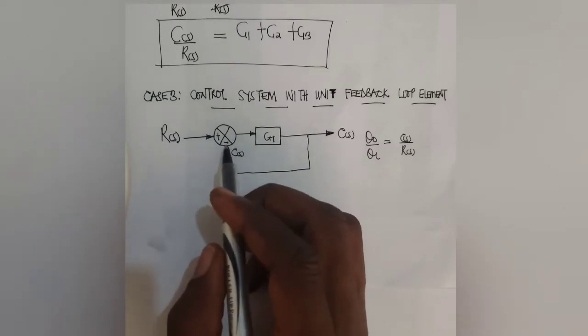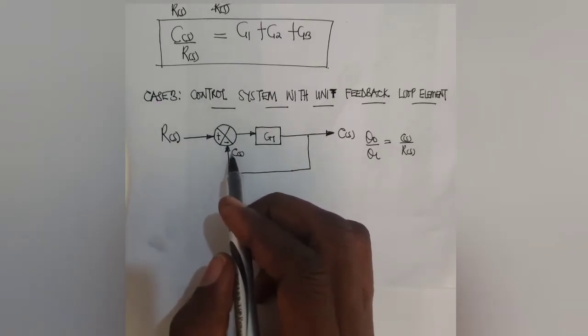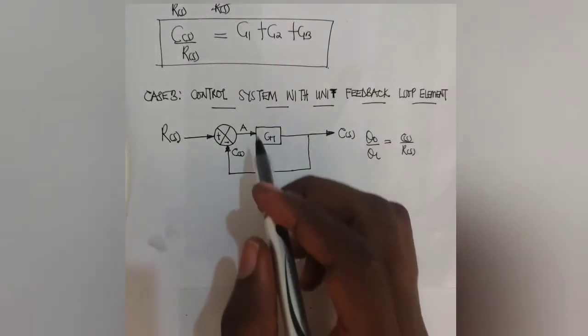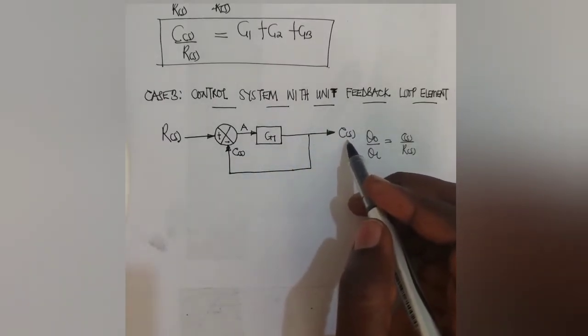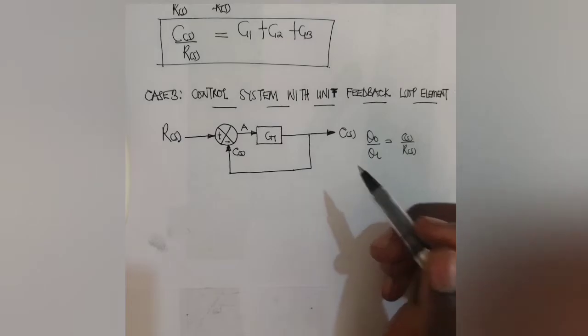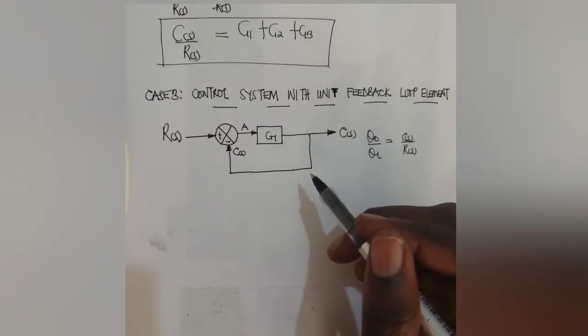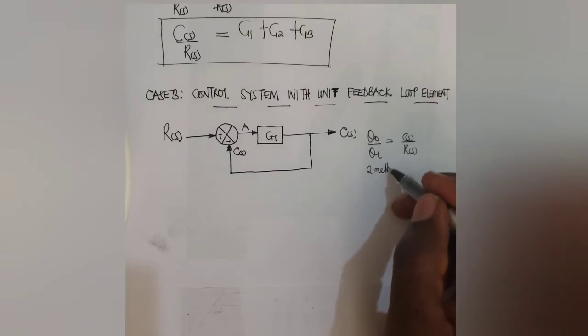Now you can see I'm having a circle with plus and minus. Input signal R(s) with negative of my C(s) is going to generate an output signal of A. Let me call it A. A will multiply my G1 to give us an output signal of C(s). So that's what we are going to have. And mind you, the method I'm applying is the analytical method. We have another method of analyzing block diagrams. There are two methods of analyzing block diagrams.